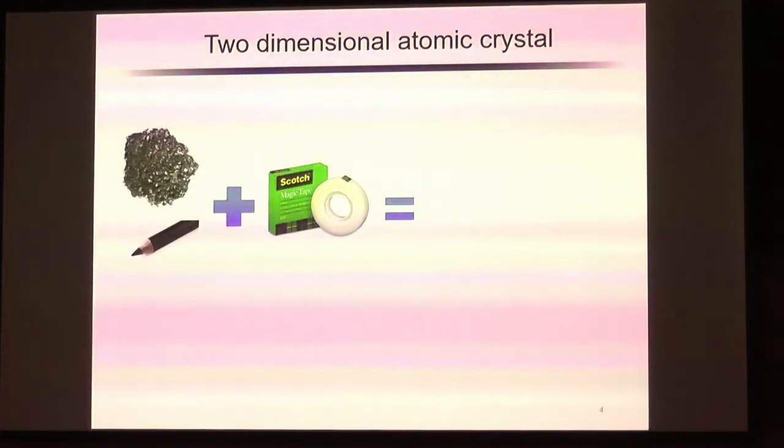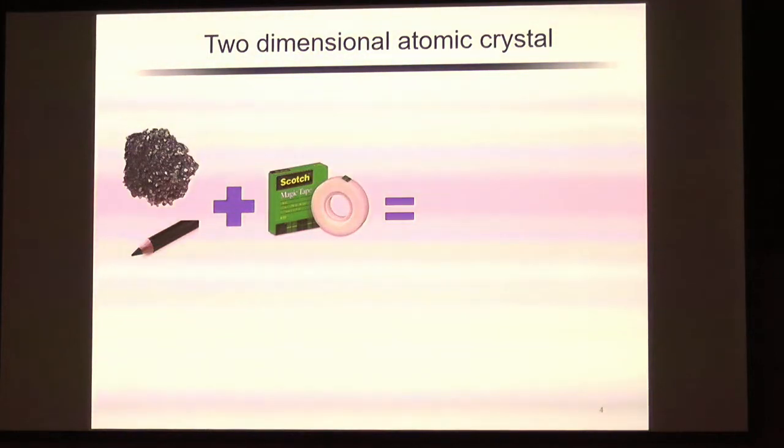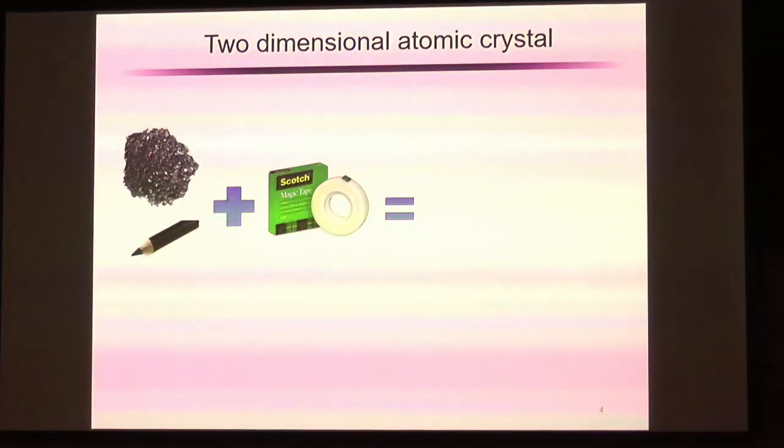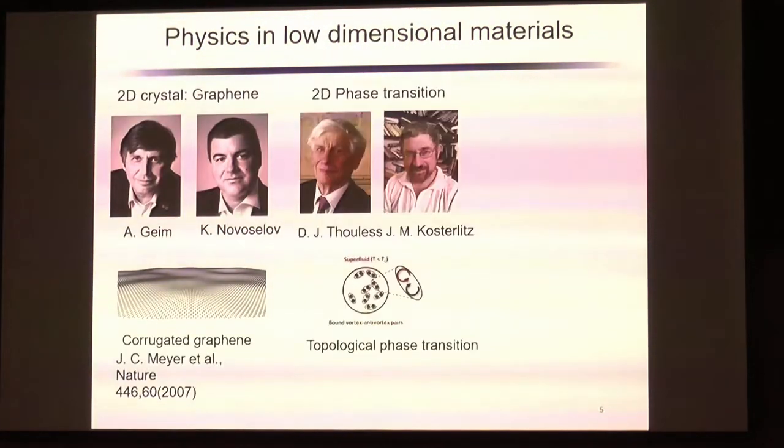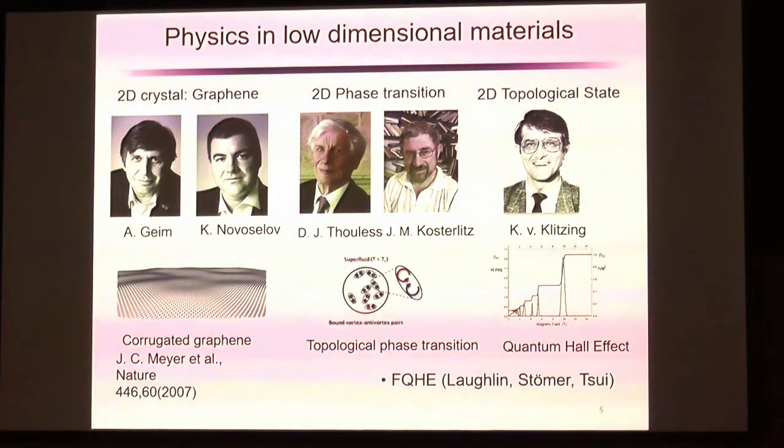Two-dimensional systems have been widely exploited, and I think everyone here is very familiar with this technique. If you have a layered material and some Scotch tape, you can get a lot of very interesting two-dimensional systems. And I think the professor always encourages his students to do some crazy Friday experiments, and this is some of the result. A lot of exciting experiments have been done in these directions. I'll just give a brief introduction.